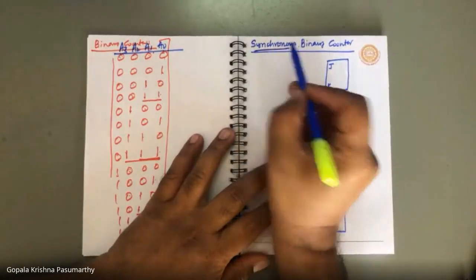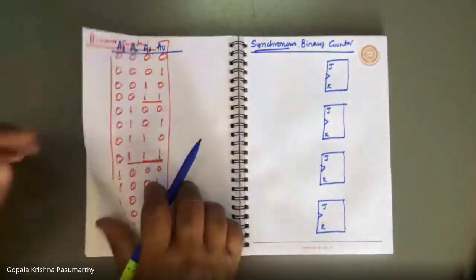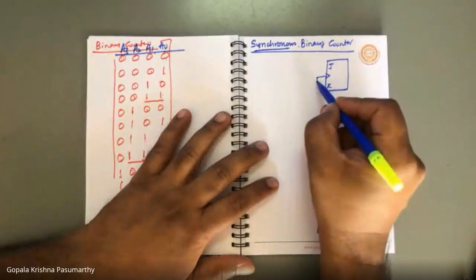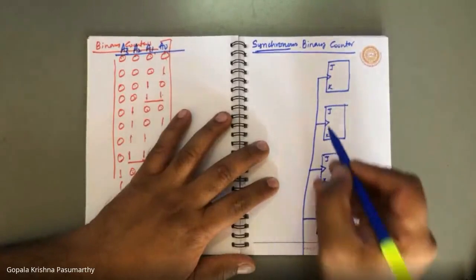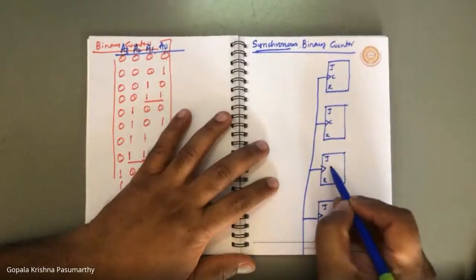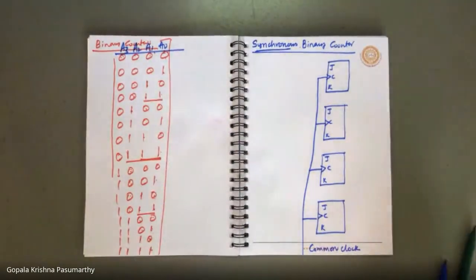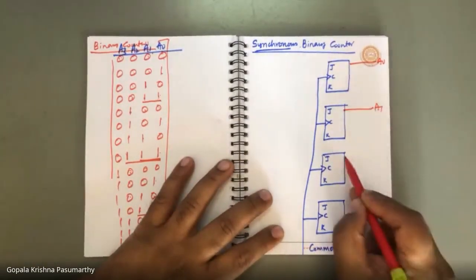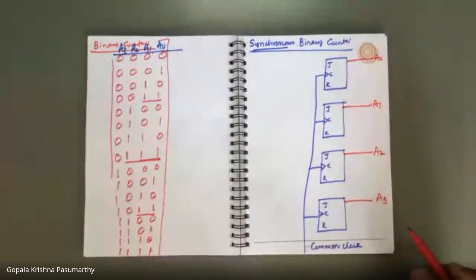Since this is a synchronous counter, what do you mean by synchronous counter? In synchronous counters, we will have the common clock concept, so no confusion. All clocks are connected to a common clock. The first flip-flop is called A0. This is called A1. This is called A2. This is called A3.